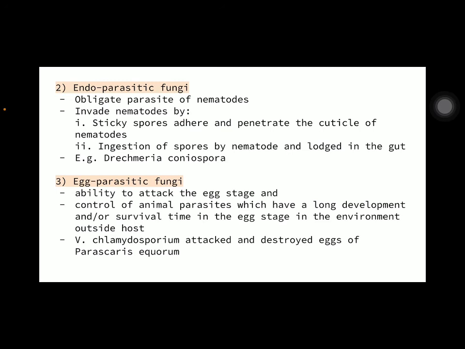And the last group is the parasitic fungi. It is known for the ability to attack the nematode at the egg stage. So this is used especially to control animal parasites which have long development and survival time in the egg stage in the environment, which is outside the host. So one of the known fungi with this ability is Verticillium chlamydosporium, which attacks and destroys the eggs of Parascaris equorum, which is one of the common nematodes in horses.